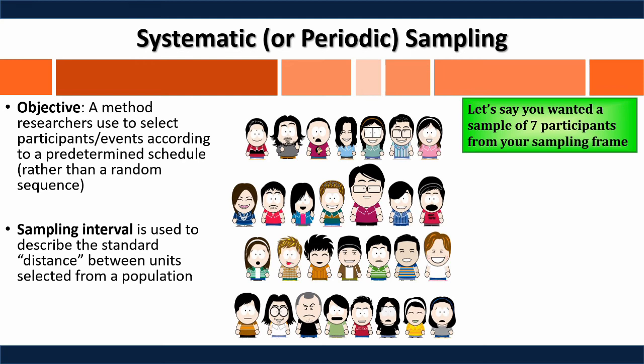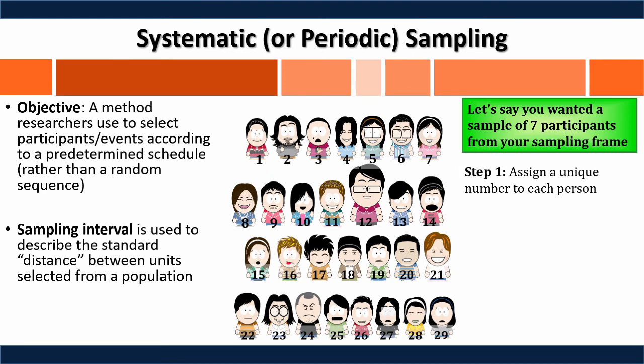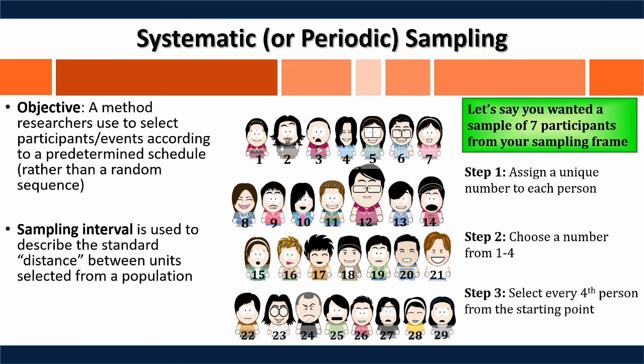In this example, we would first assign a unique identifier to each person from 1 through 29 like we did before. We would then choose a number from 1 through 4 at random and use that as our starting point. We would then choose every 4th person from that starting point until we reach our sample.